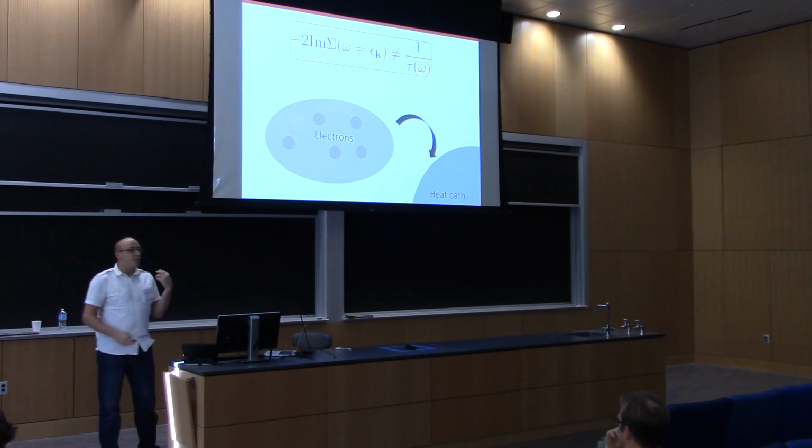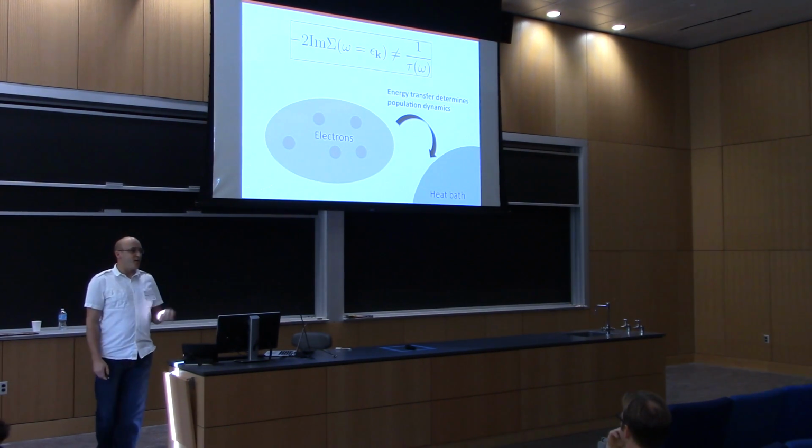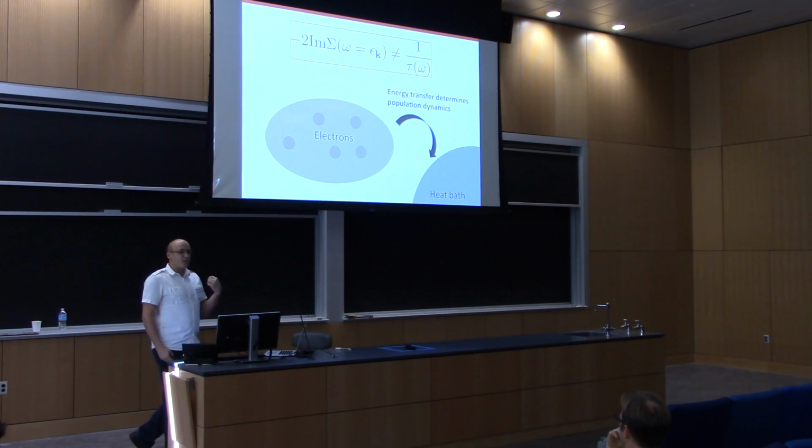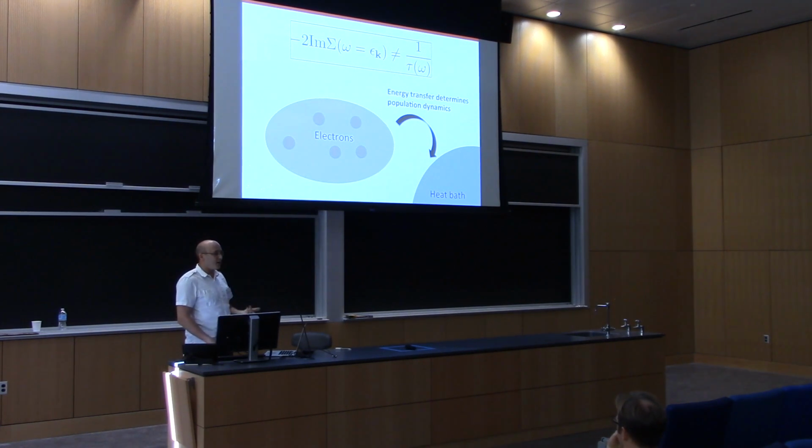So really what determines my population dynamics is how do I get energy out of my electrons. And in the situation I just showed, where we had electron-phonon scattering and electron-impurity scattering, phonons are the only ones that can do that. And so the decay rates you see for the population are entirely determined by the phonons.